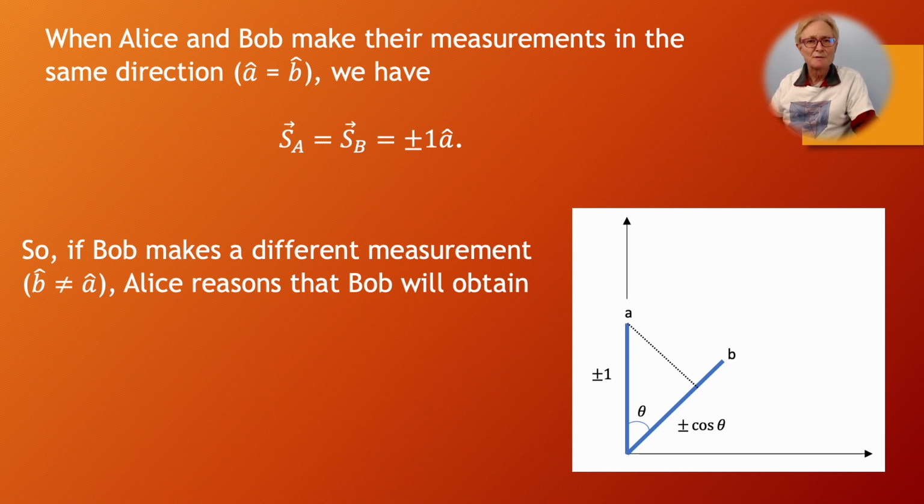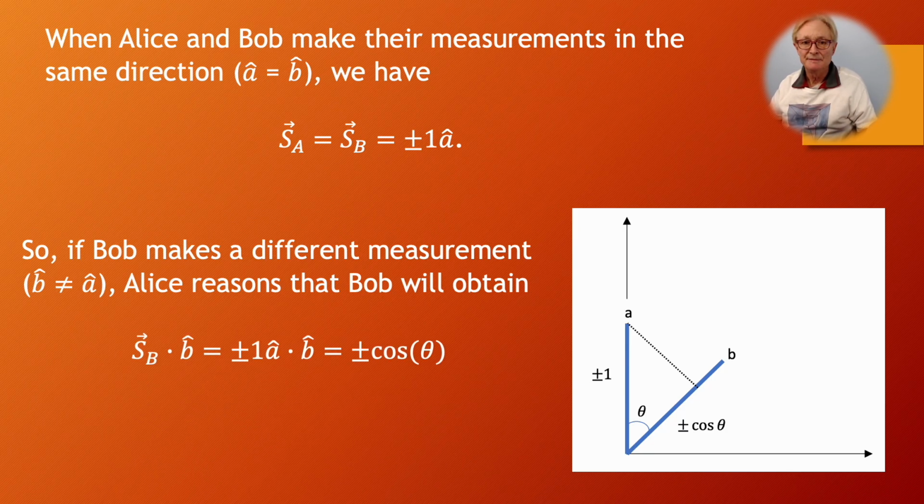So in those trials when Bob happens to measure in a different direction, B hat doesn't equal A hat, Alice reasons exactly as with the single particle case. That is, the spin angular momentum of Bob's particle is the same ±1 A hat as her particle. So when he measures that ±1 A hat angular momentum in the B hat direction, he should get ± cosine theta.